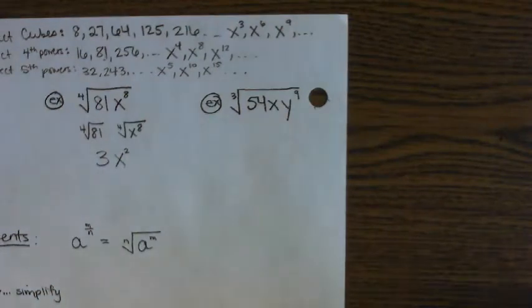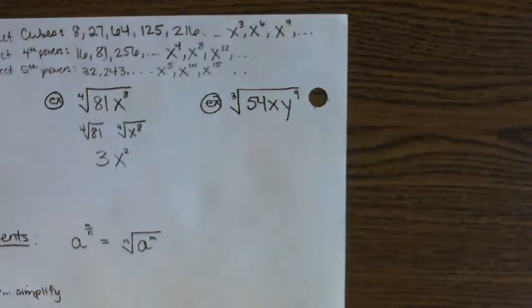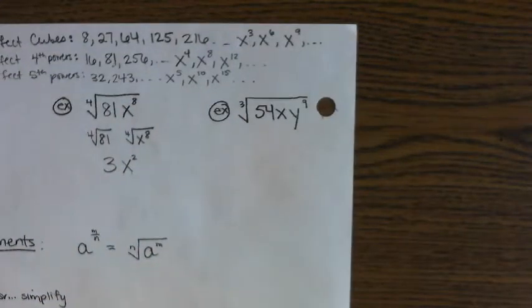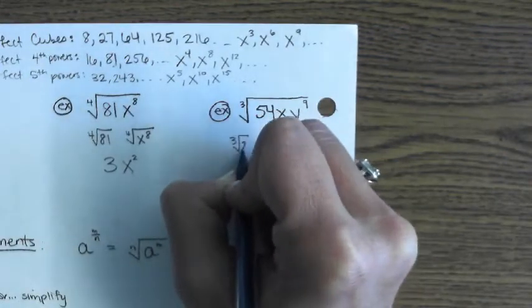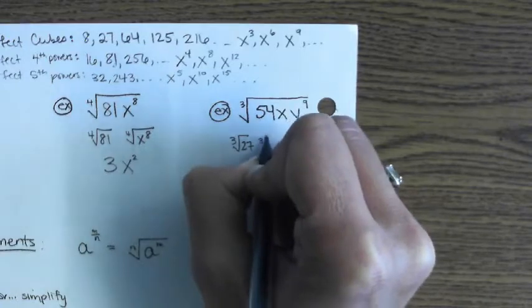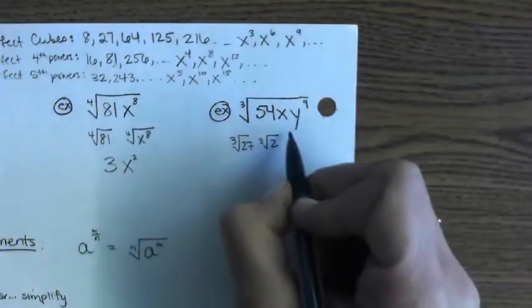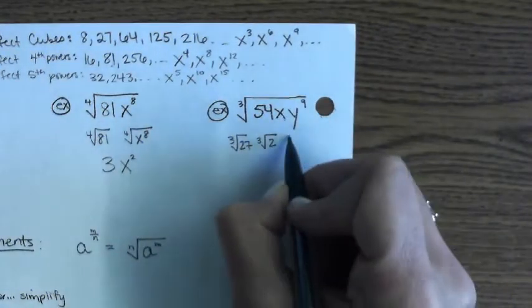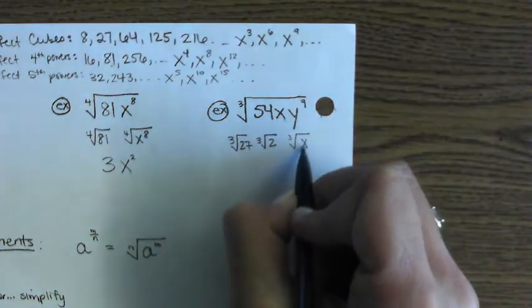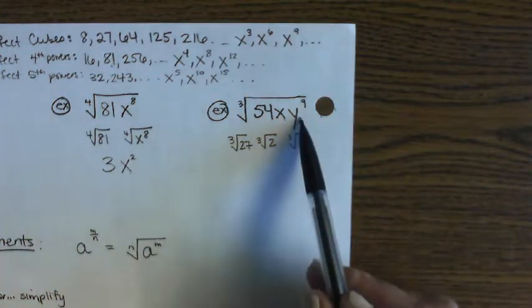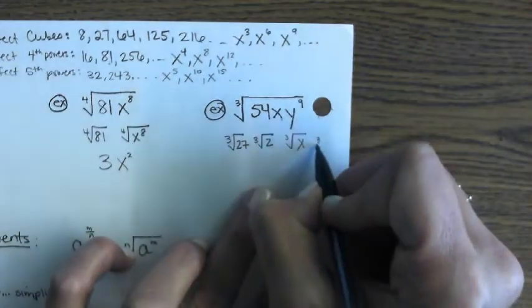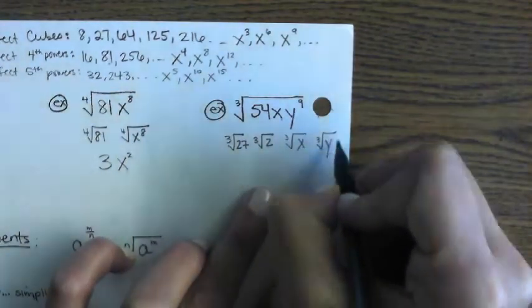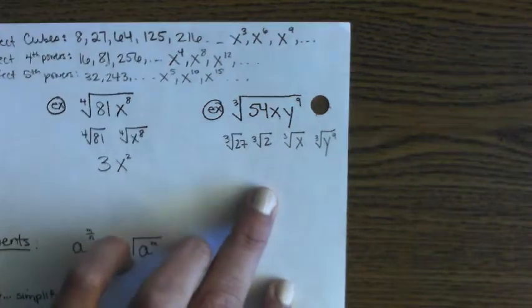And the last one, the biggest perfect cube that goes into 54 is what? 27? 27 times what? 2. So cubed root of 27, cubed root of 2. Then we have just the cubed root of x, which can't be broken down. And the cubed root of y to the 9th. Y to the 9th is right on our list. So we can keep that.